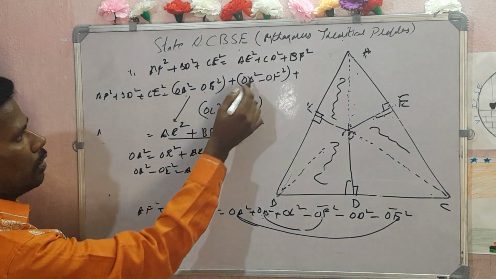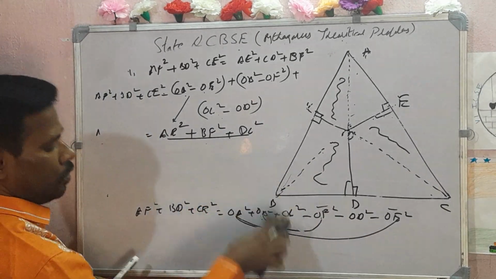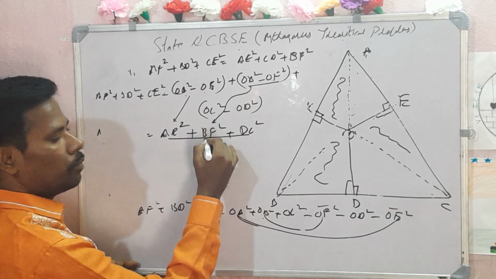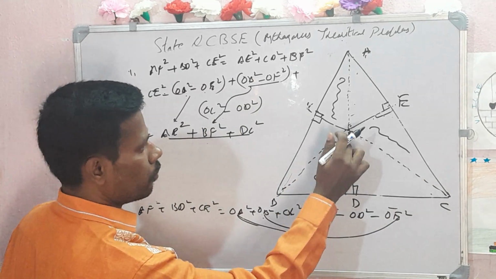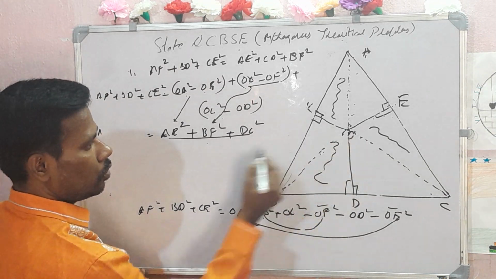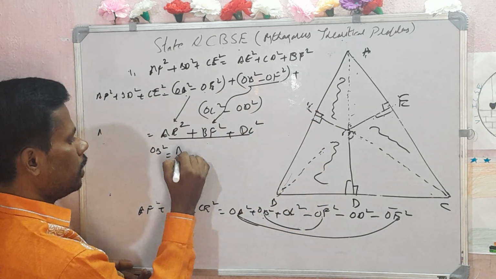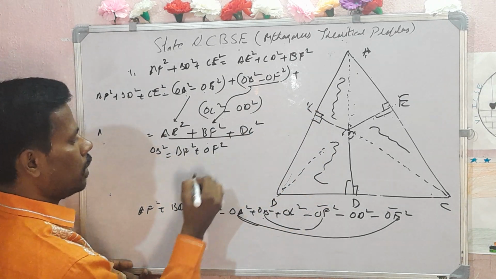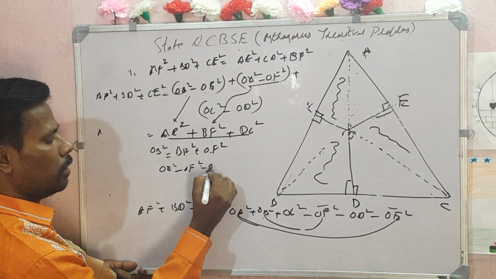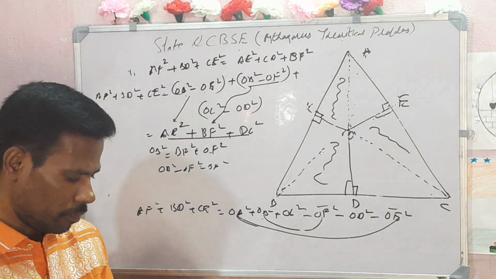Next, in the same way, OB square minus OF square. Why are you writing BF square? What is the reason? For this, OB is the hypotenuse, right? So square on the hypotenuse OB square is equal to BF square plus OF square. So OB square minus OF square is nothing but BF square. There ends the problem.